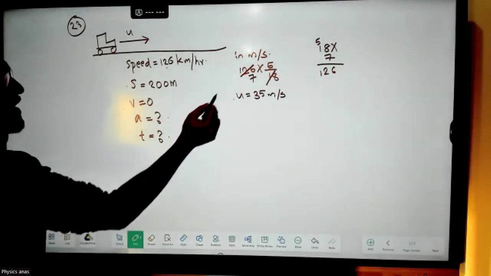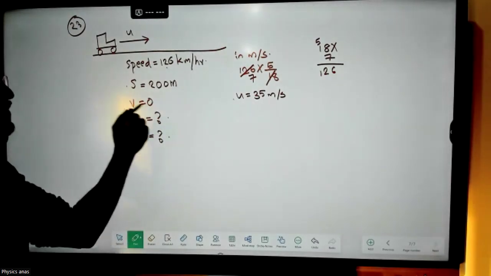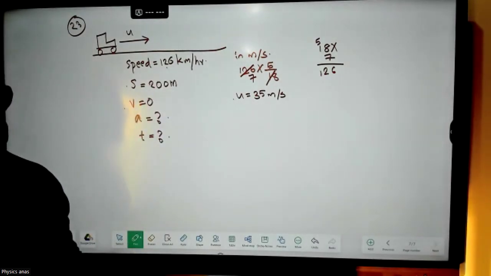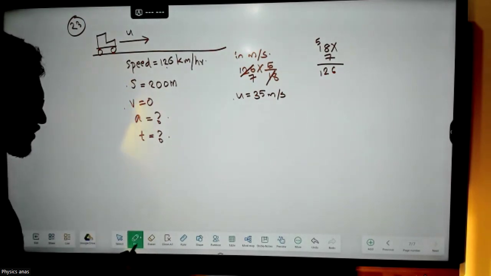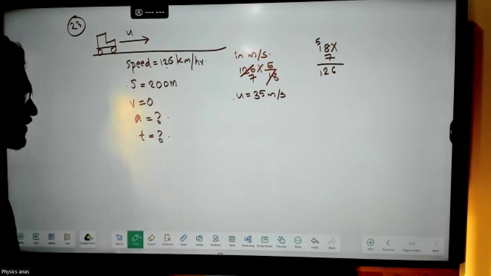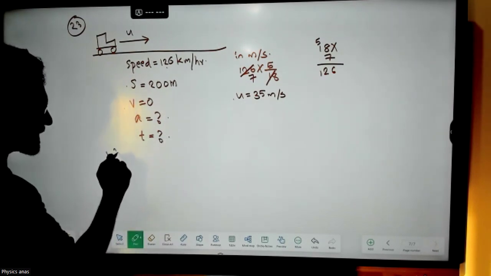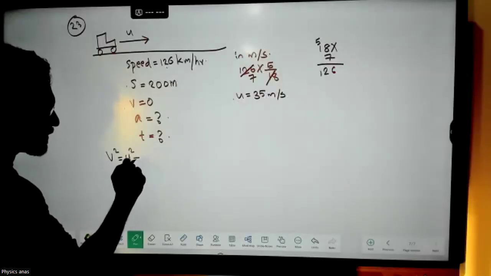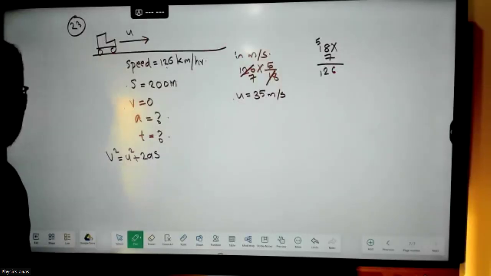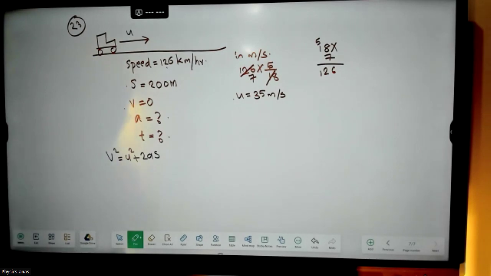Now you have V, U, S, and you have to find A. With what equation you can find A? We can use this equation: V square is equal to U square plus 2AS.